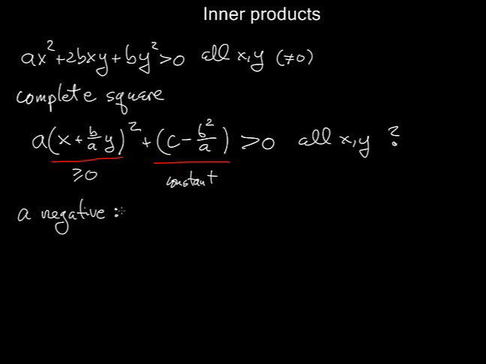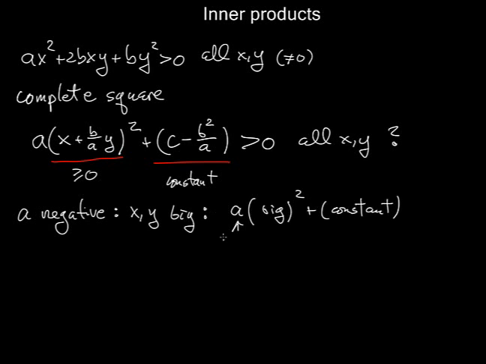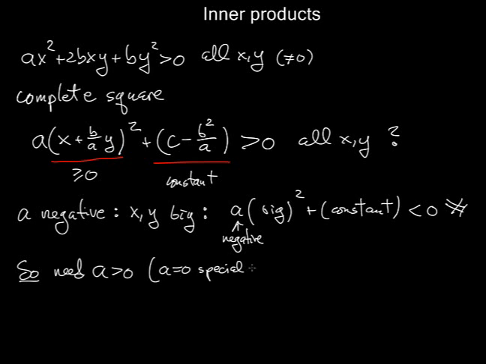So suppose a was negative. Well, then if you took x and y really big, 1,000,000 or something, you have a times something squared plus this constant. And if a is negative and that something is big enough, this number is certainly negative. So there's no way that this is positive definite if a is negative, so we need it to be positive. I'm going to punt on the issue about a being equal to 0. A is required, in fact, to be positive.